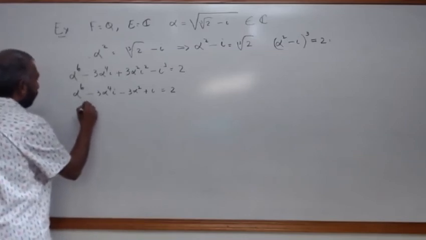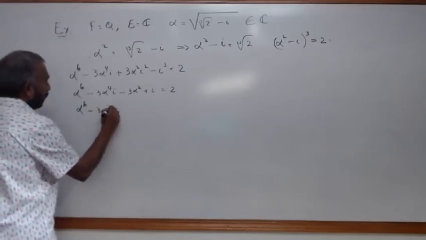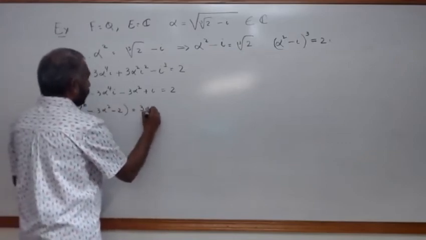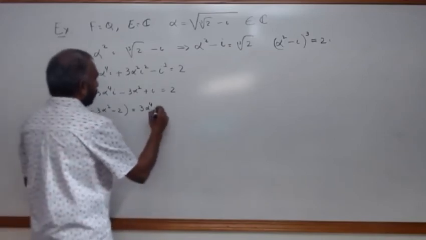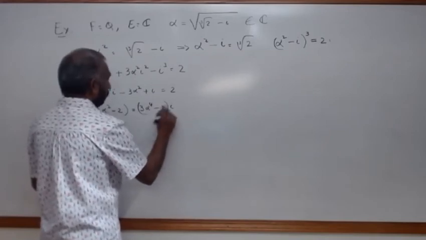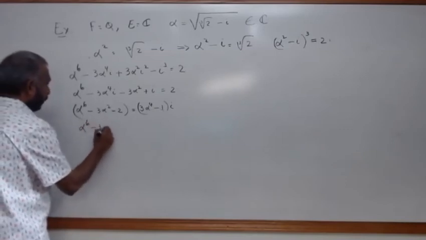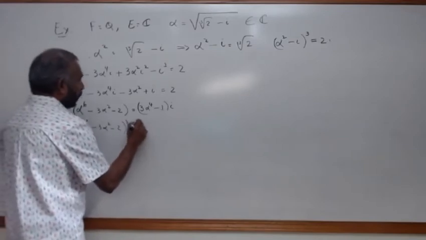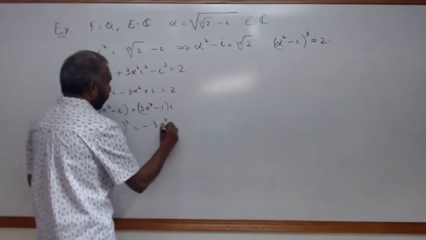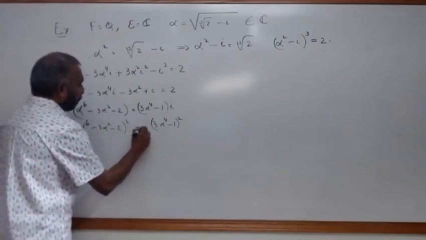So alpha to the power of 6 minus 3 alpha square minus 2 equal to 3 alpha to the power of 4 minus I minus 1 of I. What you do is again squaring: alpha to the power of 6 minus 3 alpha square minus 2 whole square is equal to minus 3 alpha to the power of minus 1 whole square. So this will be plus equal to 0.